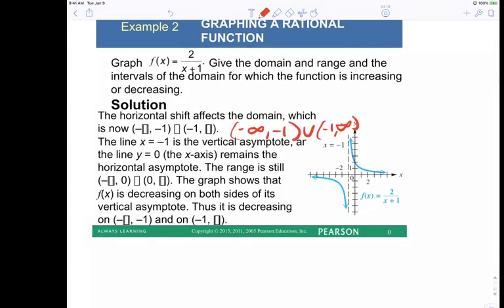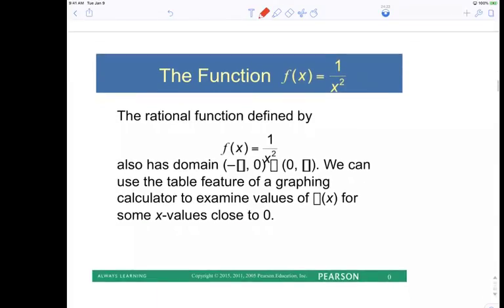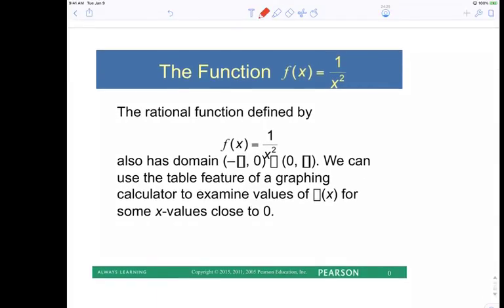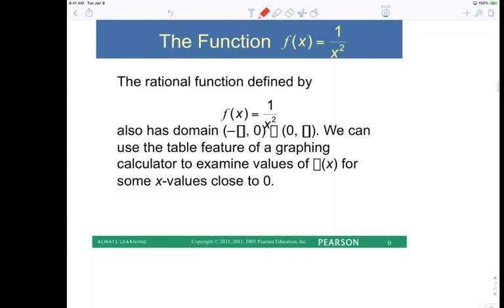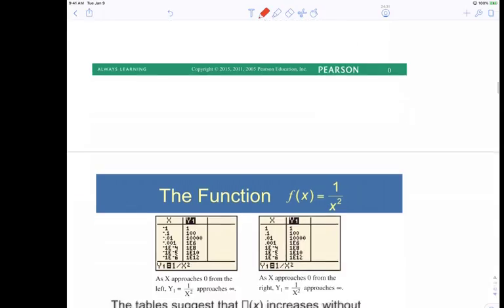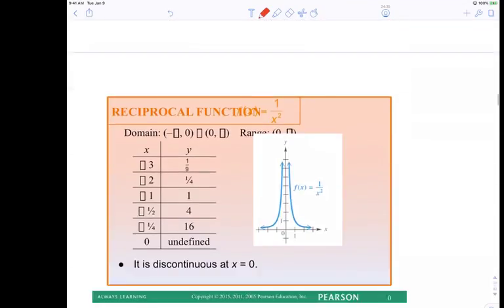Okay, let me look at this. I'll do one more from this section, and then the rest of this is up to you. I'm going to let this be. Let me just do one more example.